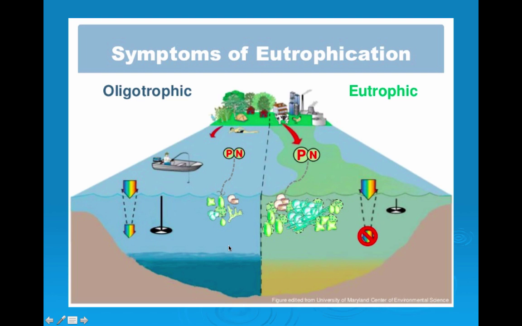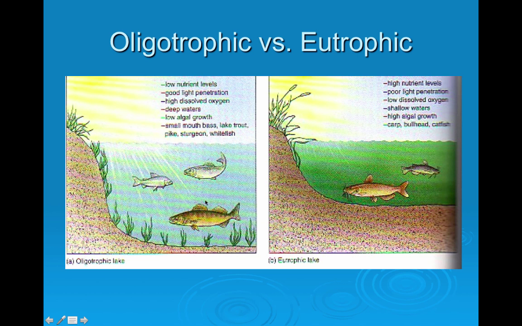Here's a nice picture of a difference between an oligotrophic and a eutrophic lake. Remember, this is your video. Stop and take a look at these pictures if you need to. And then also here, oligotrophic versus eutrophic. I apologize for this being a little blurry, but you do what you can with what you got.